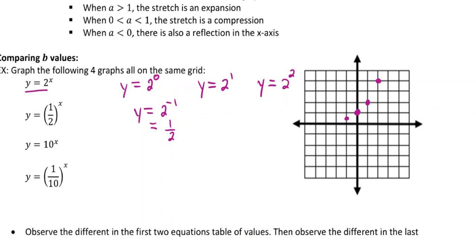And now let's just do one more for good measure here. So if we went y is equal to, let's say, 2 to the power of -2, well, that's the same thing as 1 over 2 to the 2, or 1 over 4. So then that's at a quarter. And then you guys can see the pattern here. The next one would be at an eighth, going down and down and down.